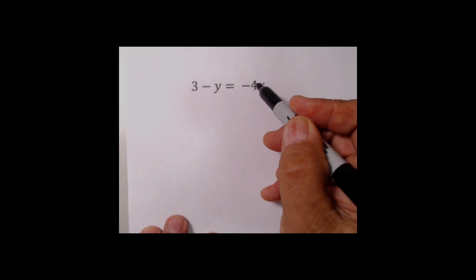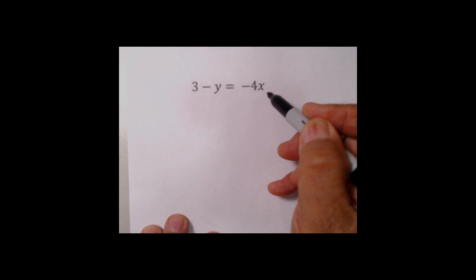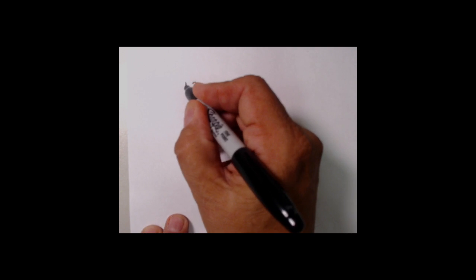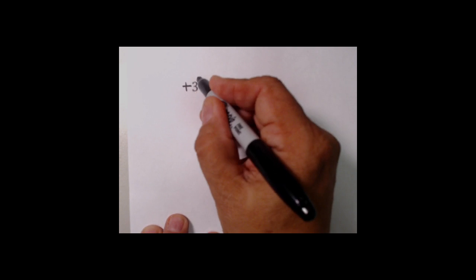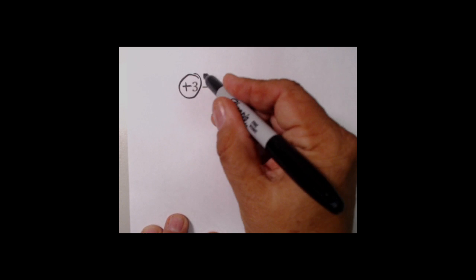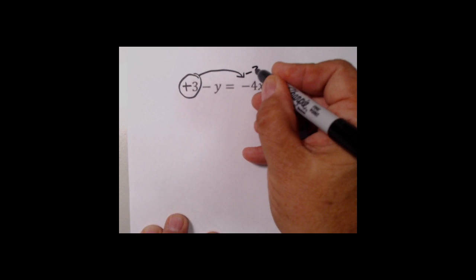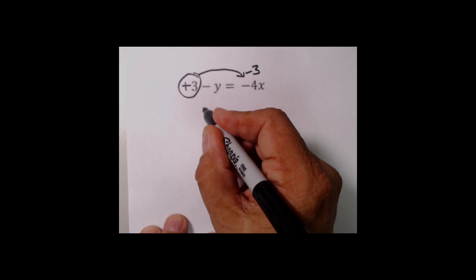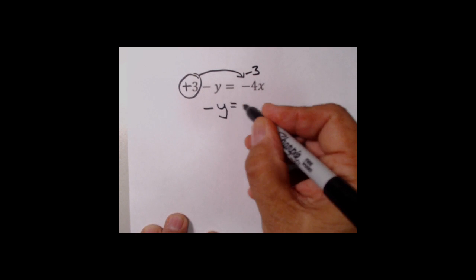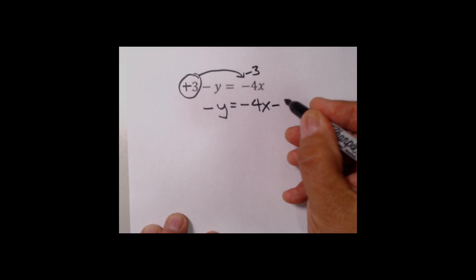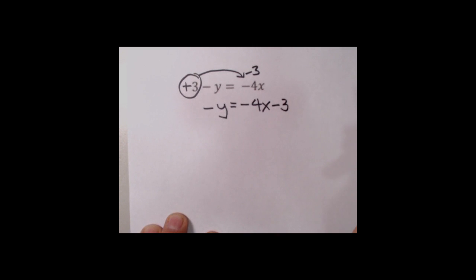3 minus y equals negative 4x. Well, we want to get this in the y equals form, so we have to do a little cleaning. This is officially a plus 3 here, since we don't see the sign. We assume it to be positive. We jump it over here, it comes over as a negative 3. So I have negative y equals negative 4x. The negative 3 is a plain number, so it has to exist just by itself.